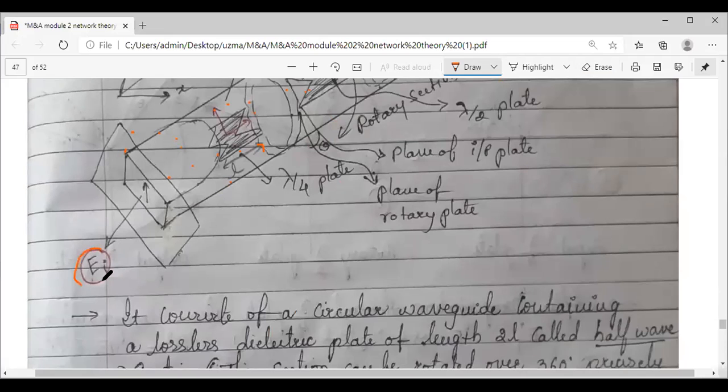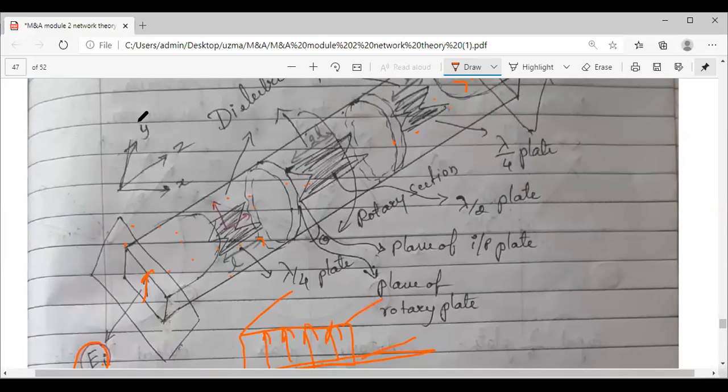Consider this. EI is your incident electric field. If your waveguide mouth is like this, consider this is your waveguide. This is the direction of your electric field, vertical to this wall, this base. It is vertical. So this is your Y direction, you can say.